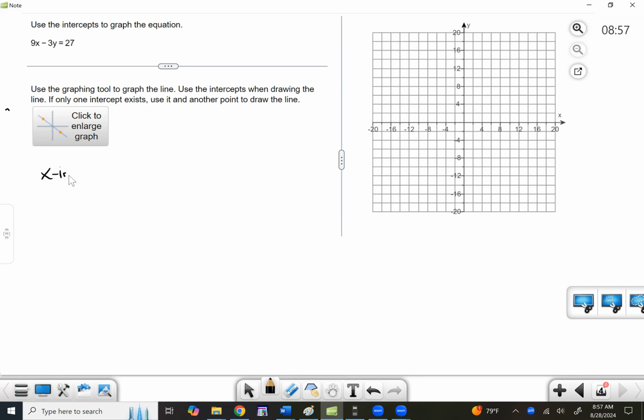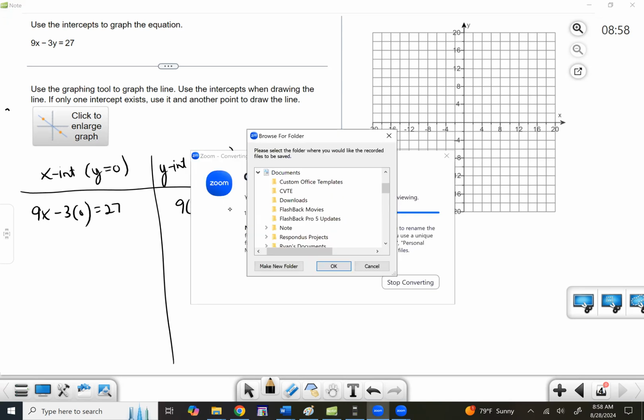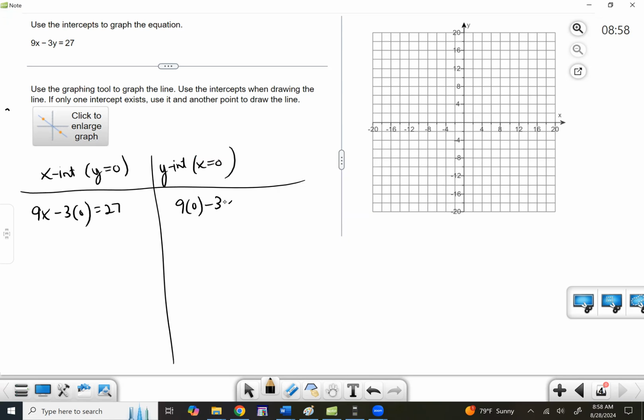So remember that in order to find the x-intercept, you've got to let y be 0. And in order to find the y-intercept, you've got to let x be 0. So the first time around, we're going to put a 0 in for the y. And the second time around, we're going to put a 0 in for the x.